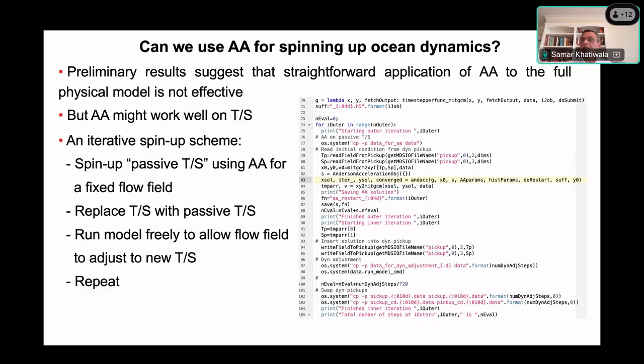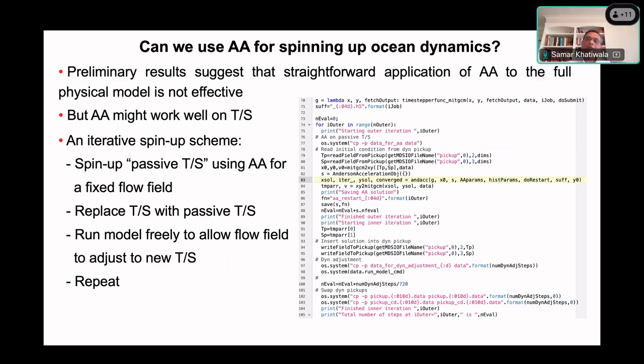And then the last thing I want to talk about is, can we use Anderson acceleration or some other sequence acceleration for spinning up ocean dynamical models? In some ways, I think this is a much harder problem than ocean biogeochemistry or even terrestrial biogeochemistry, even though they're extremely nonlinear problems. My preliminary work on this suggests that if you apply Anderson straightforwardly to the complete model, it doesn't work really well, because Anderson can produce iterates that the model doesn't like. It's just going to blow up, essentially. So that turns out not to work so well.